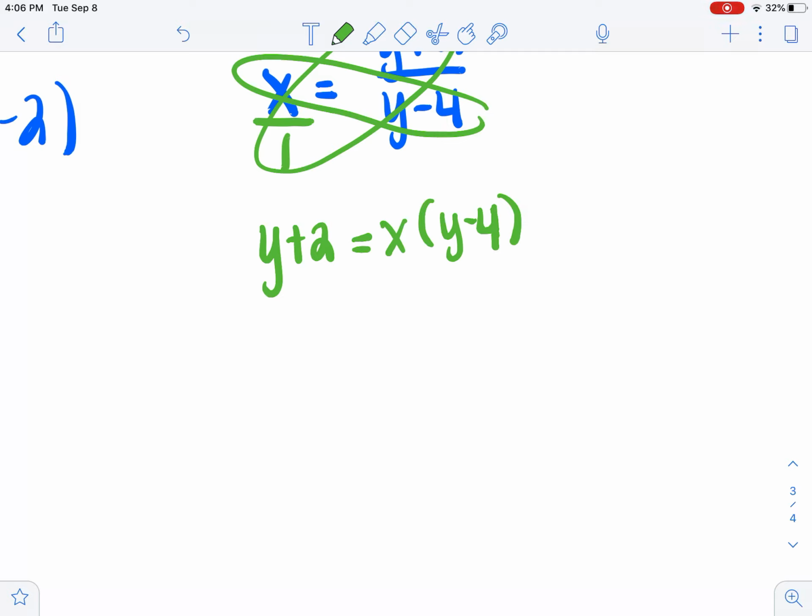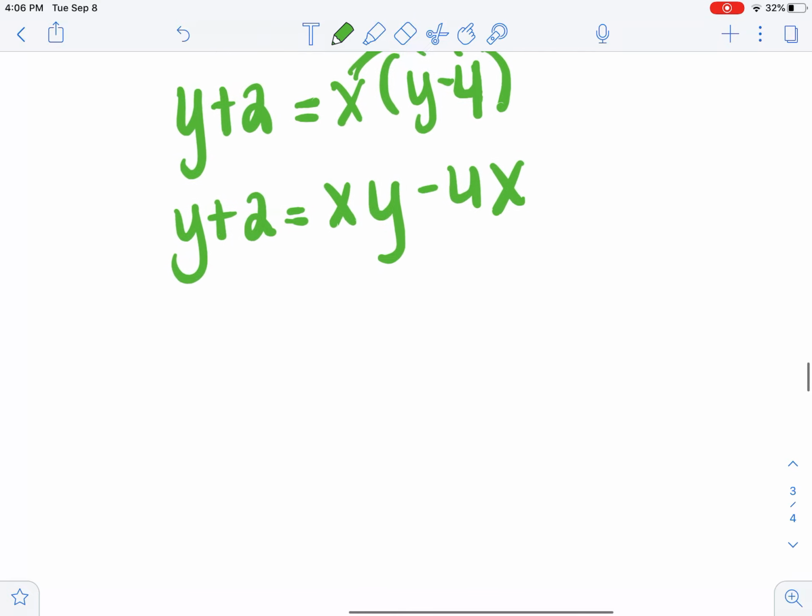So right now I still can't get y by itself. So what I'm going to do is expand this even more. I said I was going to expand it by cross multiplying, but I never actually multiplied, right? I still have to do that. I have to multiply these. So now I have y plus 2 equals x times y is xy. x times negative 4 is negative 4x.